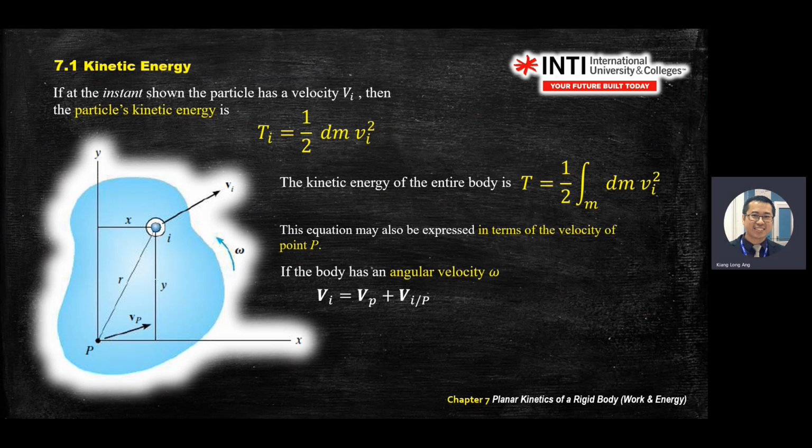In this case, if you have i and P, you can write V of i relative to P as Vi minus Vp. Then rearrange, you want a positive equation: Vi equals Vp plus Vi/P. You get this equation, and you know this is a vector. A vector you can split into x and y direction, so when you deal with vectors, you have i, j, k.